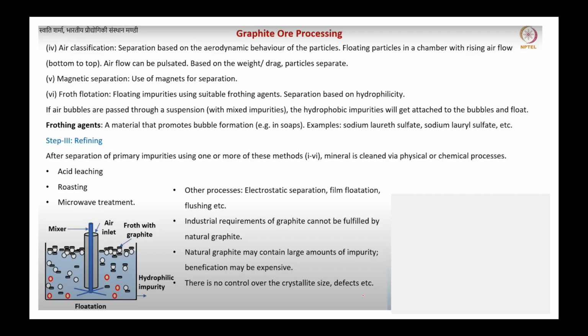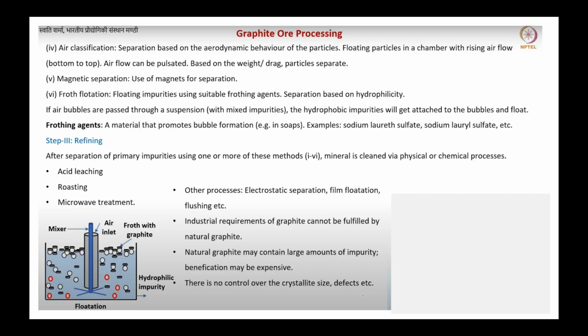After separation of primary impurities using one or more of these methods, the mineral is cleaned via physical or chemical processes: acid leaching, roasting, microbial processes. Other processes are also there: electrostatic separation, film flotation, flushing.